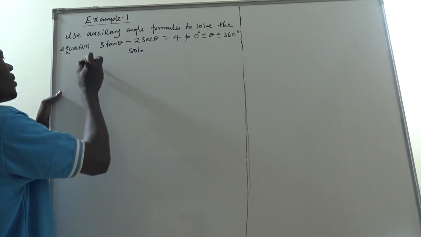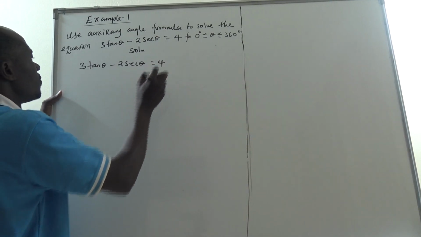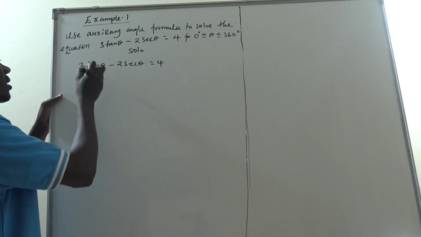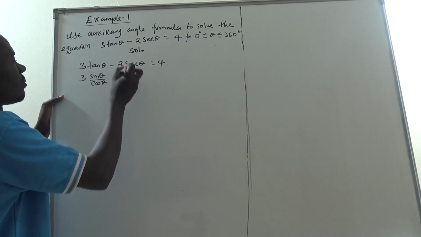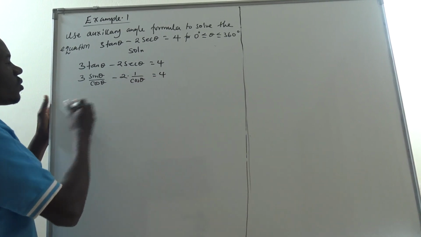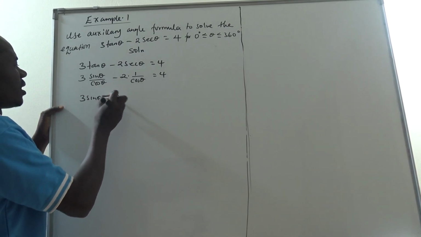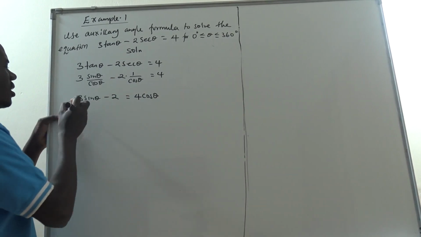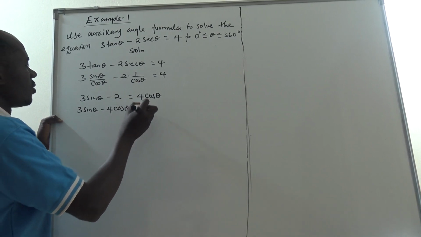We are given 3 tan theta minus 2 sec theta equals 4. Can we first look at those identities? Tan is the same as sine over cos, minus 2, and sec is the same as 1 over cos theta, equals 4. So we multiply this out by cos. We remain with 3 sin theta minus 2 equals 4 cos theta. Rearranging, it becomes 3 sin theta minus 4 cos theta equals 2.